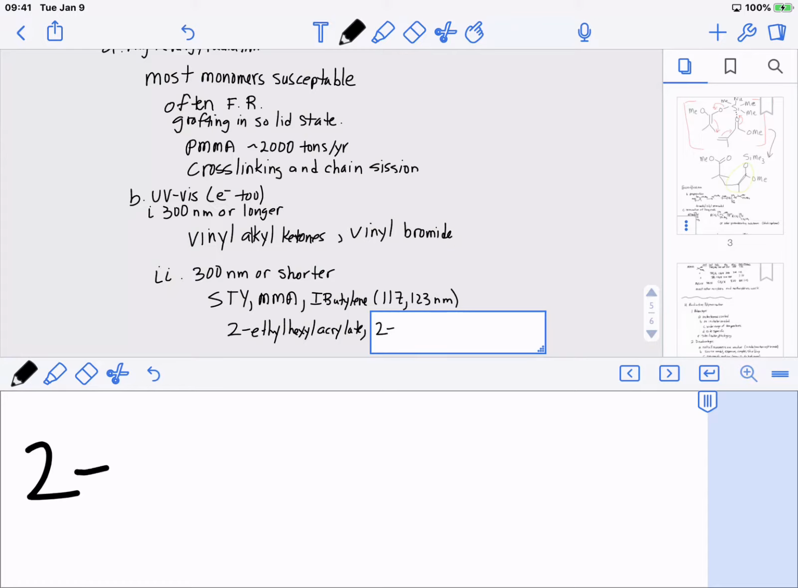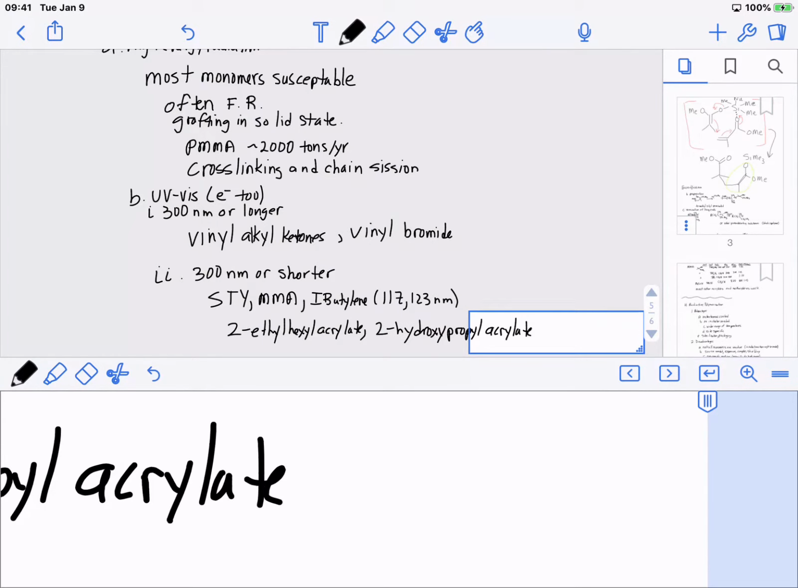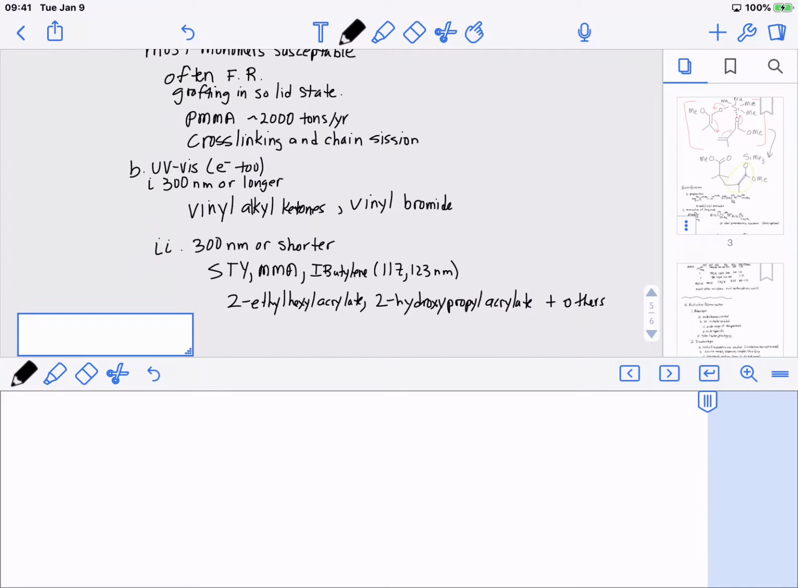Or 2-hydroxypropyl acrylate, plus others. So a variety of photocurable inks. You put ink on the page, you hit it with UV, and then you get the polymer to cross-link. You can make fingernail enamels doing it that way.